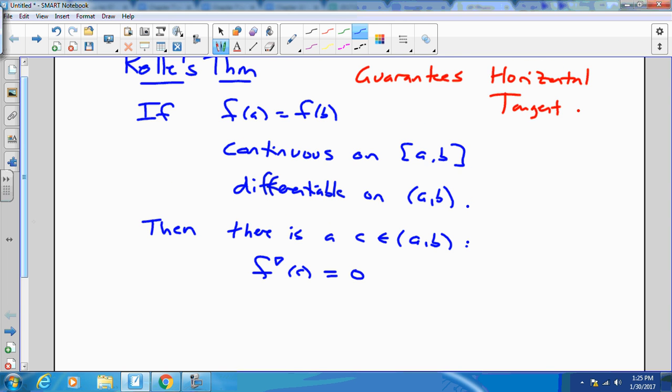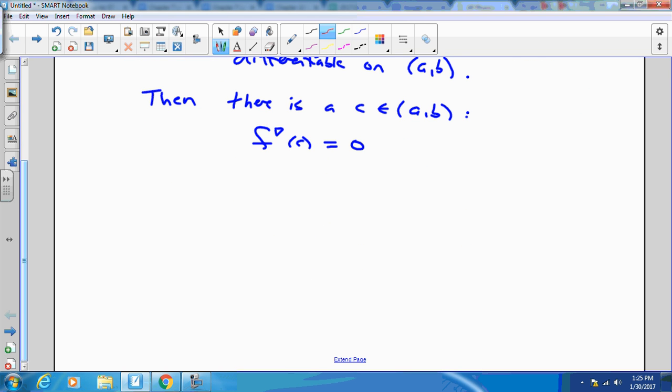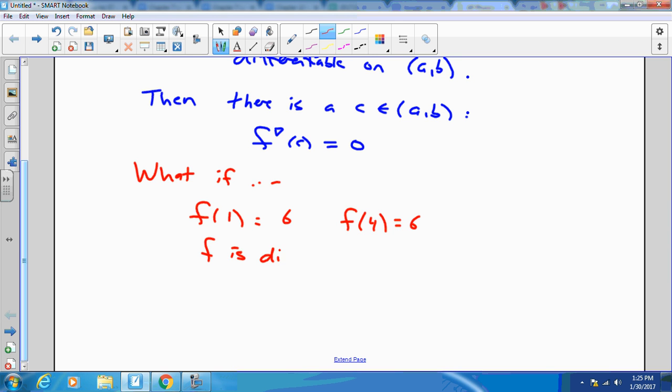Okay. Now, one of the questions that came up in class is this. What if we know that f of 1 is equal to 6, and f of 4 is equal to 6, and we know that f is differentiable on the interval 1 to 4. These three things. Does Rolle apply?